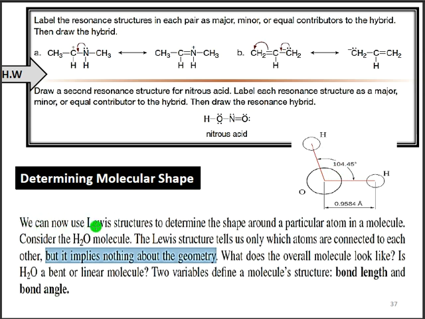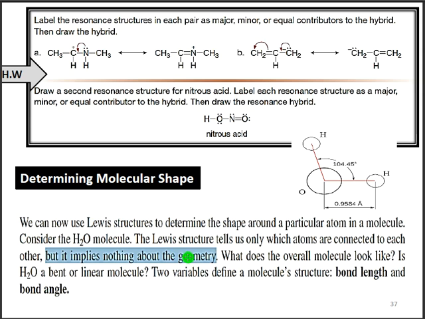We can now use the Lewis structure to determine the shape around a particular atom in a molecule. Consider the H2O molecule. The Lewis structure tells us only which atoms are connected to each other. That means, if we say H2O, H is bonded to the oxygen atom and the oxygen atom is bonded to the other hydrogen atom. But it implies nothing about the geometry. That means the real geometry for this molecule, is it linear, is it bent, or something else?